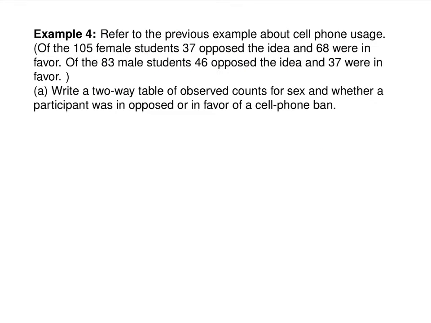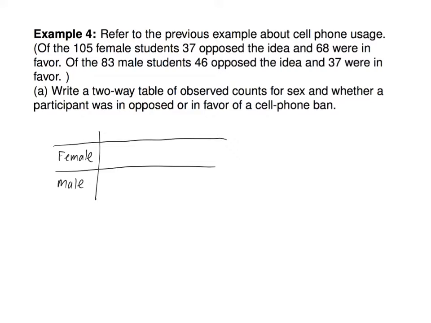Okay. So let's actually prove that the chi-squared statistic we get is the same as what they told us was in the previous example, okay? So we're gonna make a table of observed counts for sex and whether a participant was opposed or in favor. So I'm just gonna have 1 row for female, 1 row for male. And you can actually do this differently as long as you label correctly, like the sex could go down as opposed to across. And then you have oppose and in favor.